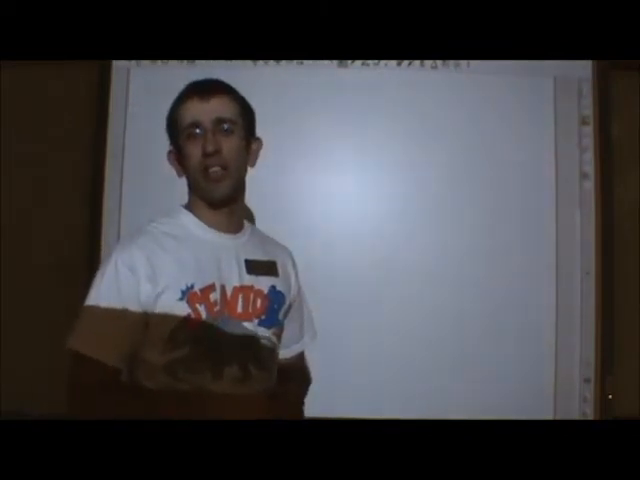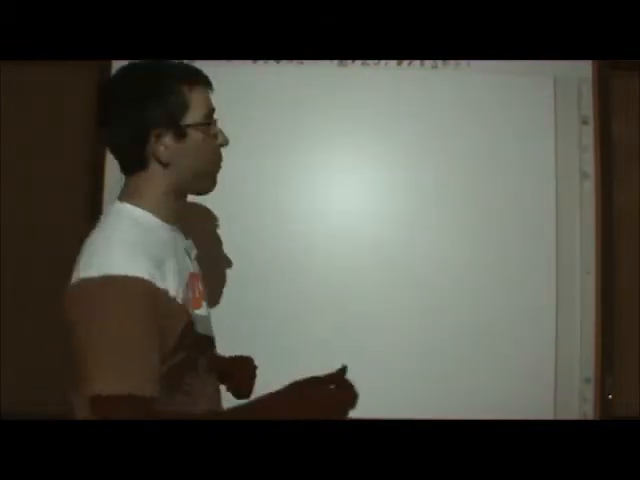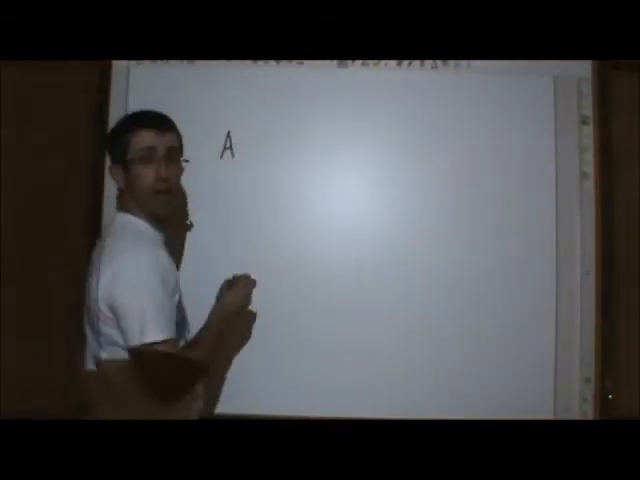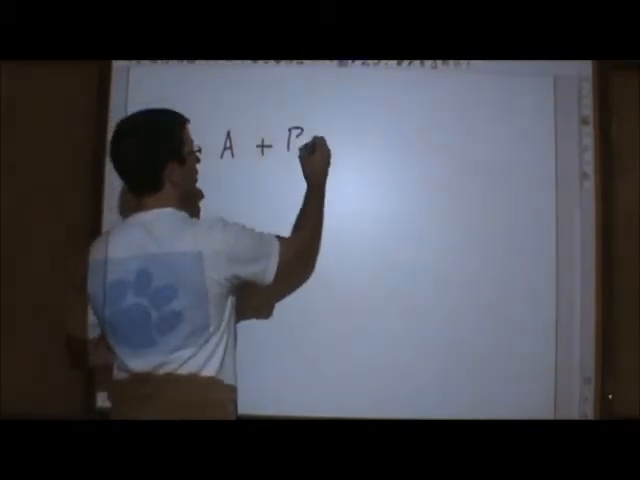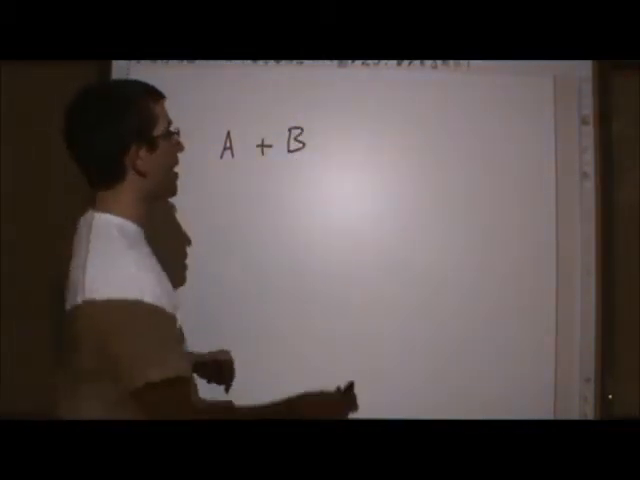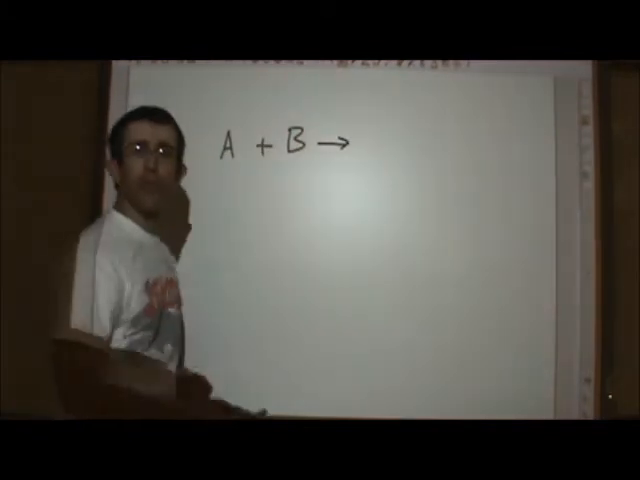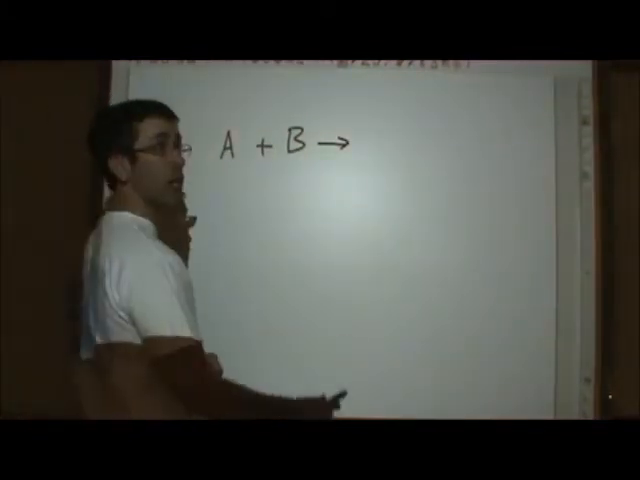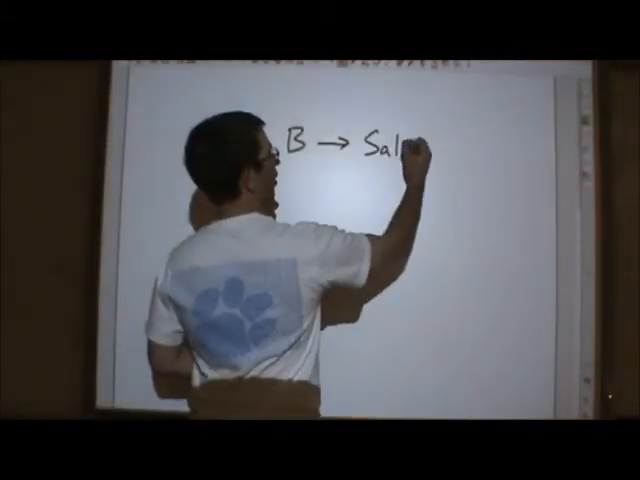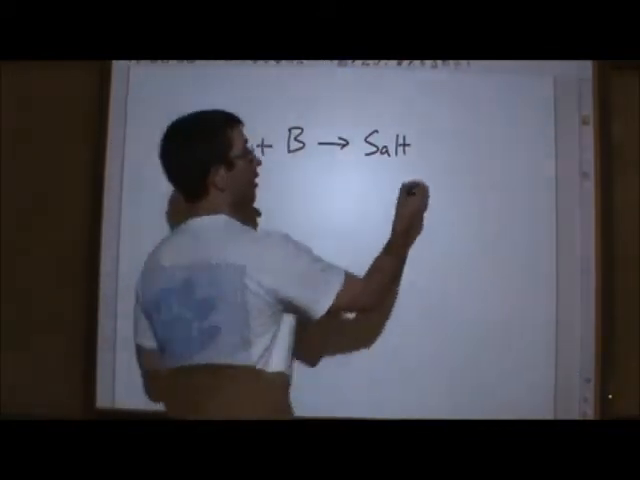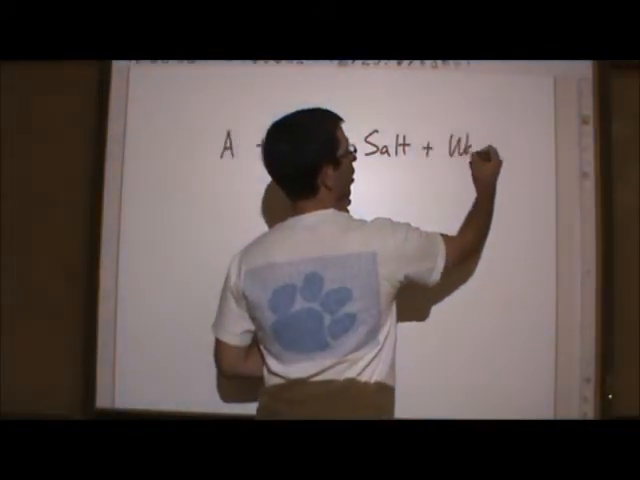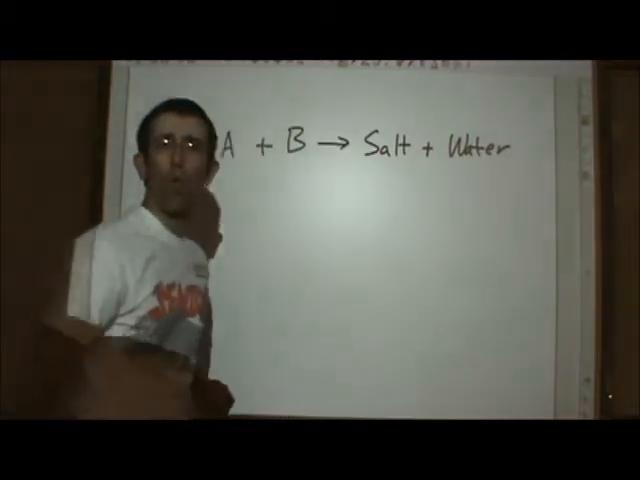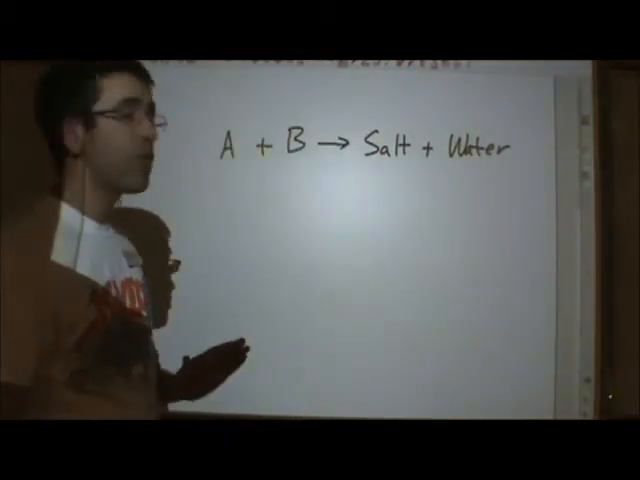Alright guys, today we're going to talk about neutralization reactions. Now, neutralization reactions are what happen when you put an acid and a base together. So, when you put an acid and a base together, we'll just say A and B, you'll produce two things. You're going to produce a salt and you're going to produce water. Alright, so those are the two things you're going to produce.